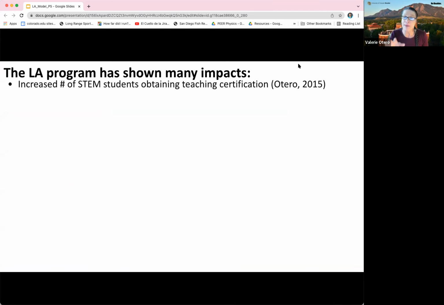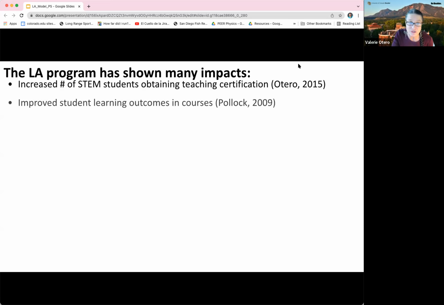And the LA program has shown many outcomes. These are published in the literature: increased number of STEM students obtaining teaching certification, improved learning outcomes in courses, especially for students from groups traditionally underrepresented in STEM.